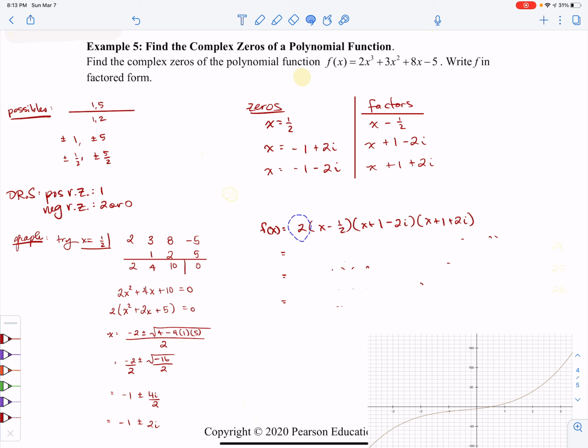Now, before I can do anything, I'm about to multiply these together. It says write in factored form, but remember your complex factors should be as an irreducible quadratic. So I need to multiply those 2 together, and in order to do that, I need to know what my a and my b are back here in the zeros. So my a value is -1, my b value you could say is either a 2 or a -2.